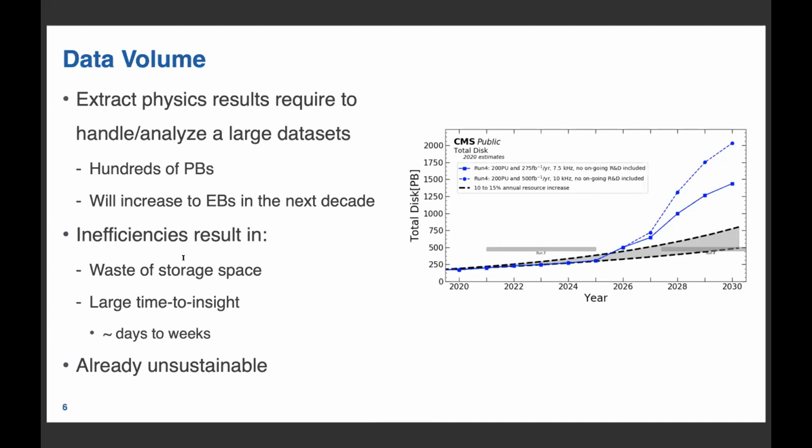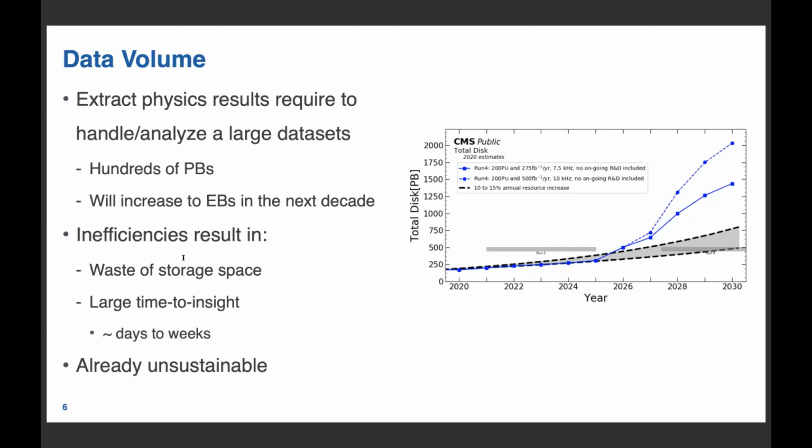Speaking about data volume, we all know that extracting physics results requires handling large data sets. In Run 2, we are talking about hundreds of petabytes, and this will increase to exabytes in the next decade. So with the planned high luminosity run of the LHC, exabytes is what we are expected to deal with. We can imagine that inefficiencies in the way we perform analysis may result in a waste of storage space and a large time to insight, which is already days to weeks to run an analysis with the most common tools available to the collaboration.